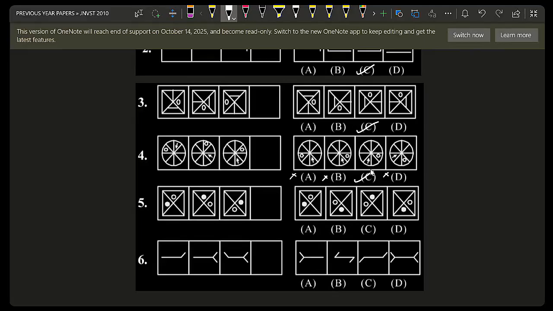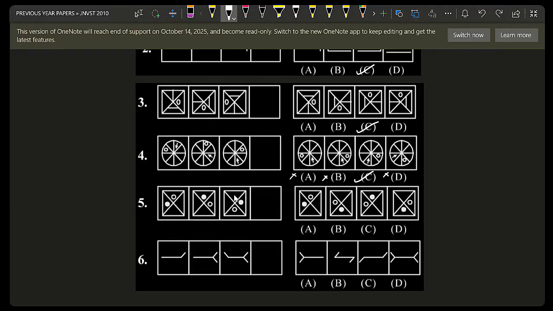Next, the fifth one. Look at the fifth question. In problem figures, the empty circle and the blackened circle are moving in clockwise direction. So both are moving in the clockwise direction. See, this is the darkened circle. It is moving one step clockwise direction. So this is a new position. And from here it is moving one step clockwise direction. This is a new position. So from here we are moving it again clockwise direction.